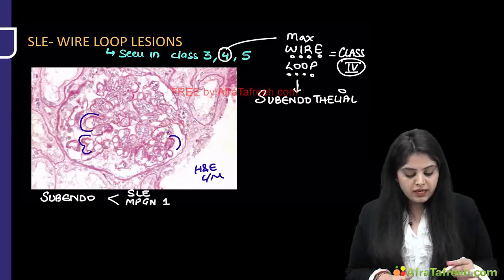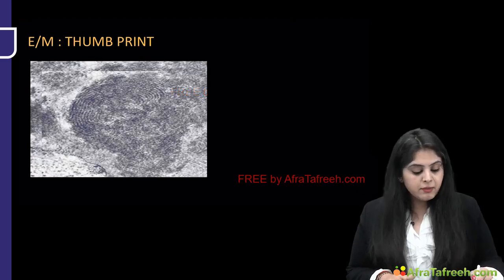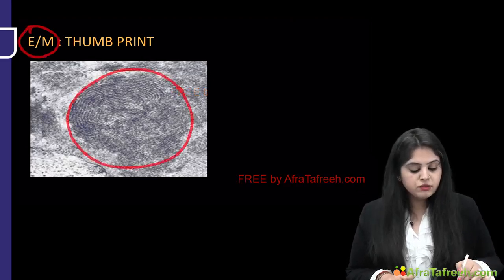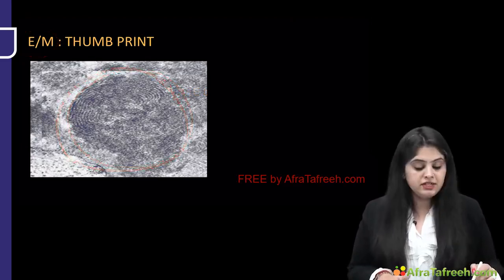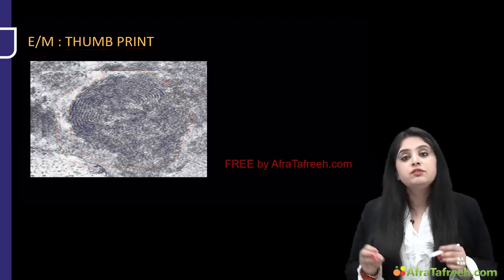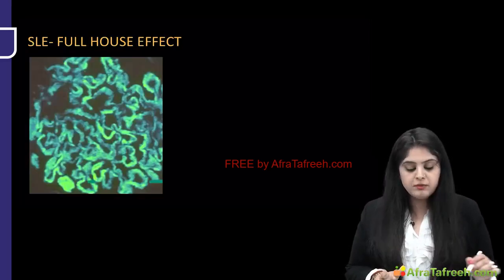Okay, this is what you see on light microscope. What do you see on electron microscope? If I look at this wire loop lesion, this wire, I look at it under the black and white. Remember, on electron microscope, that wire is going to look like a thumbprint. It's going to look like a nice forensic thumbprint. So that is the appearance of the same wire loop under electron microscope. Which microscope am I left with?